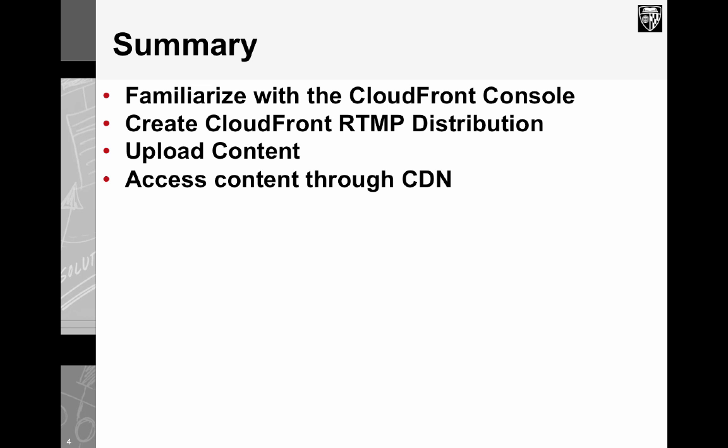So in this section, we familiarized ourselves with the CloudFront console. We created a CloudFront RTMP distribution backed by an S3 bucket. We had already created an S3 bucket and we had uploaded the content over there, which were a couple of videos. Then we created a JSP page. In the JSP page, we put an RTMP player, which is a JW player, and then we linked it to the streaming media. And then once everything was deployed, we were able to access the content through the CDN, which connected to the streaming media to download the content and play it in the browser.